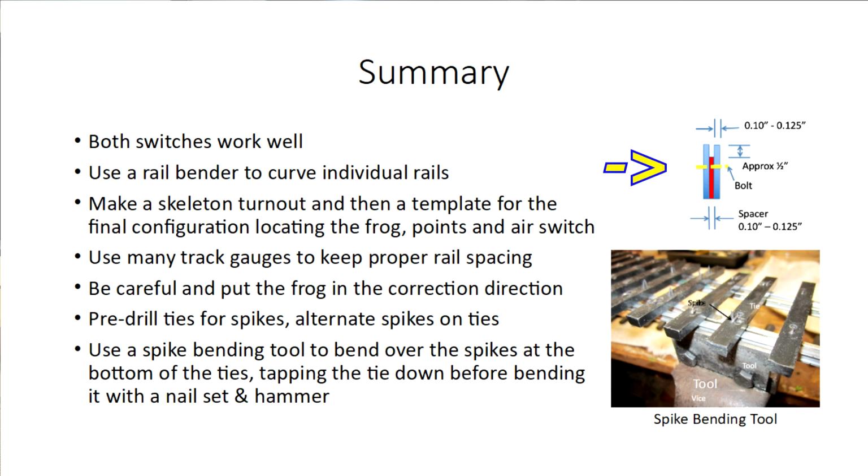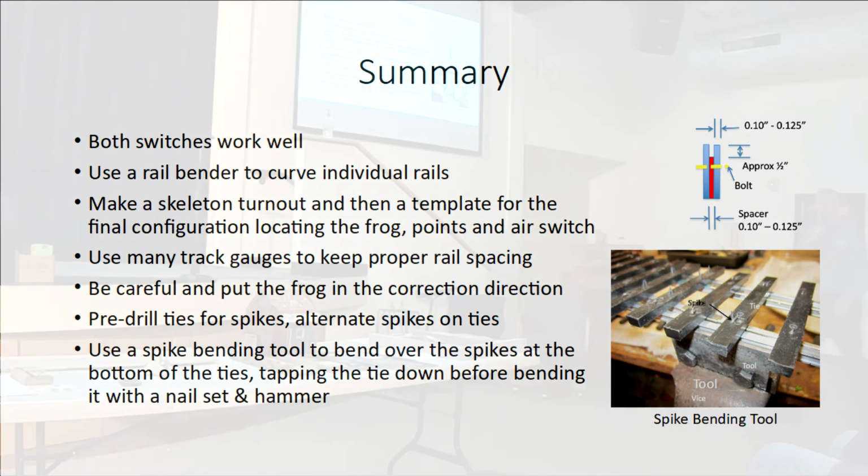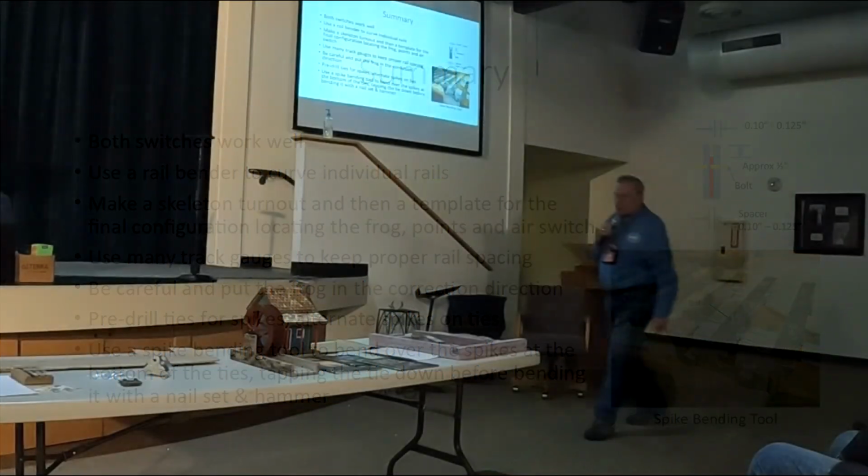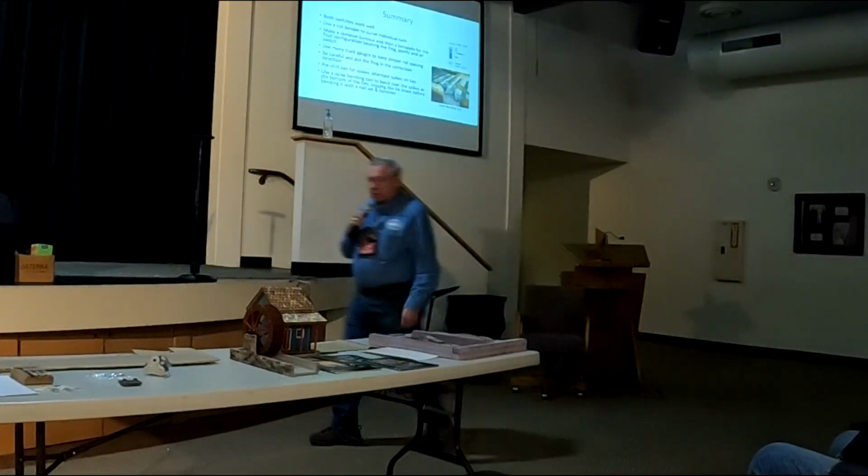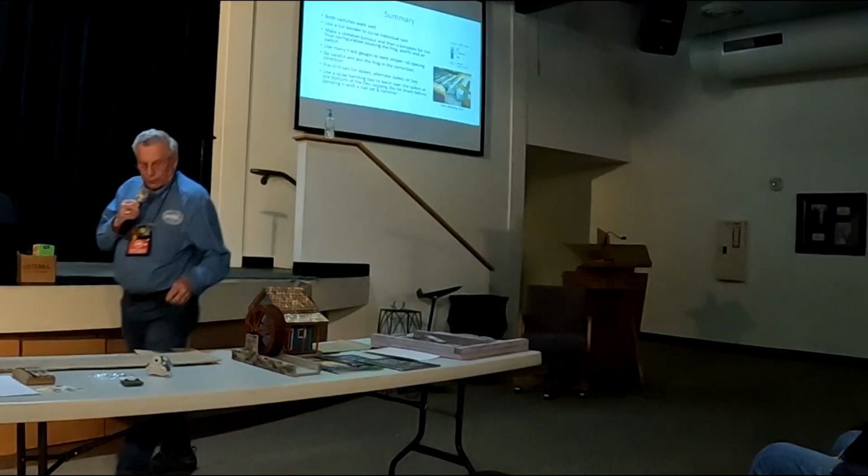It might be kind of hard to see, but this is the tool in the vise, and this is a track right here, and this is a spike ready to be bent over. So you need something like this to easily bend over the spikes on the bottom of your ties. Okay? I know that was kind of quick and dirty, so to speak, but there's not too much else to talk about on it.